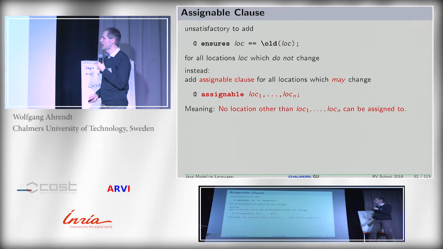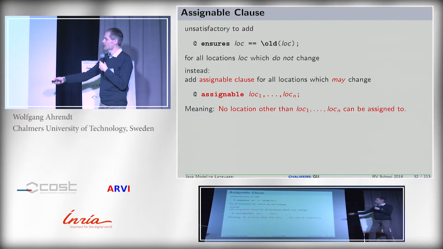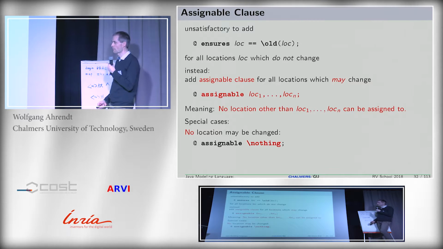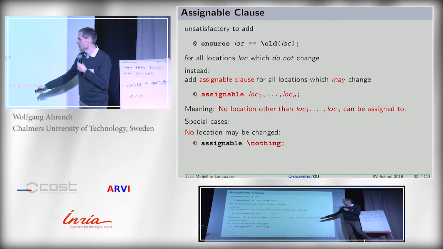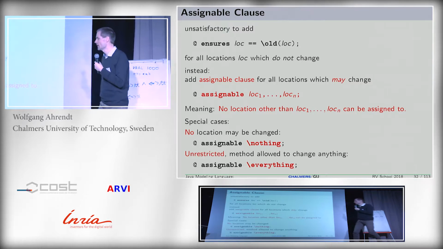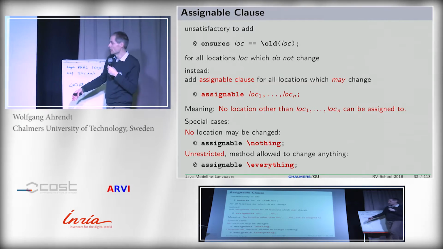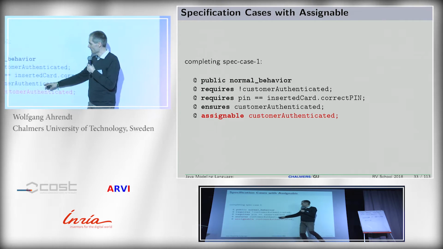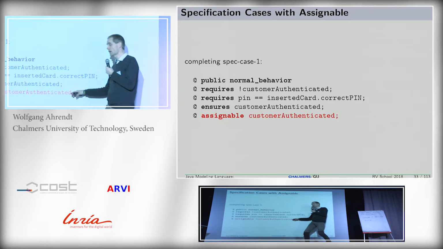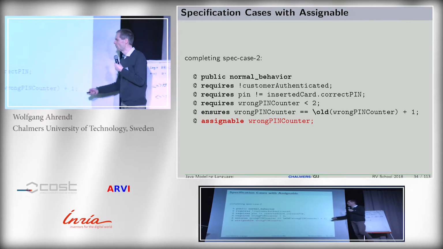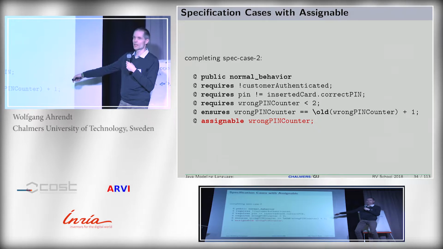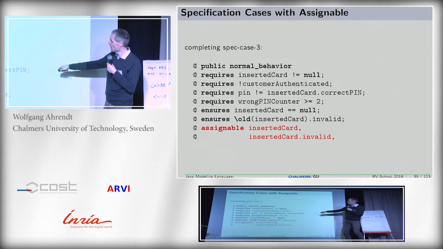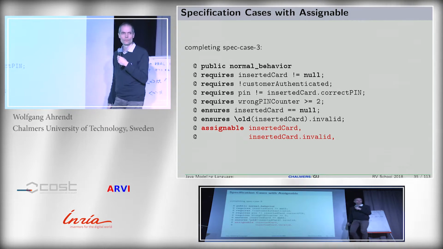An assignable clause like this here in JML says that no location other than those here can be assigned to in the implementation. Then there is syntactic sugar. We can say assignable nothing, where nothing can be changed, or everything, where everything can be changed. And now we can say, yes, custom authenticated should be authenticated and nothing else should change. Or we do something with the wrong pin counter and we don't touch anything else. Or we change our inserted card and the invalid field of the inserted card, but nothing else. Yes?